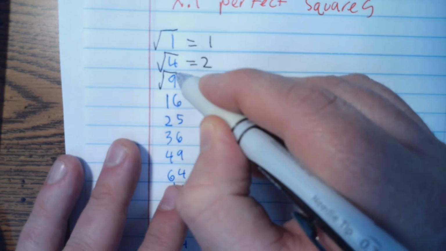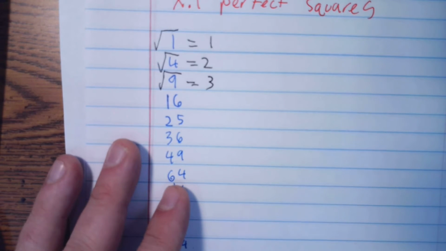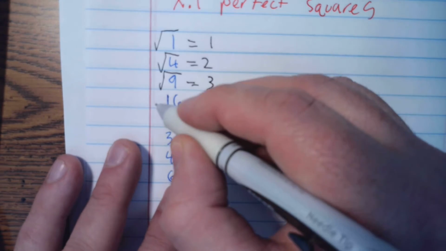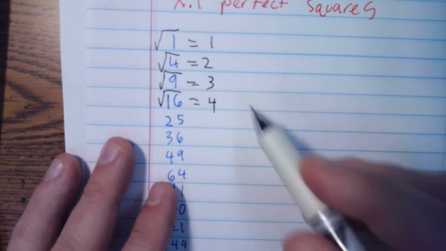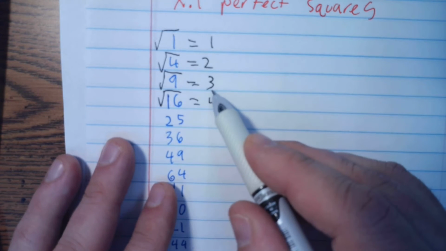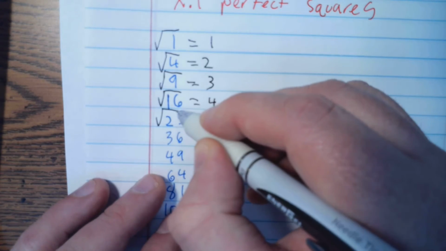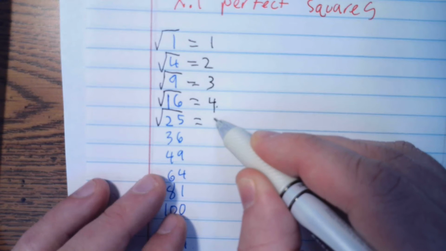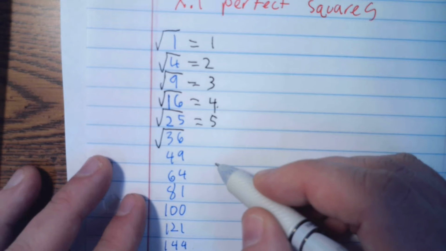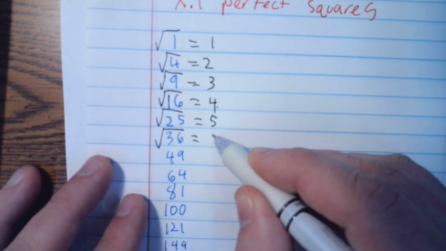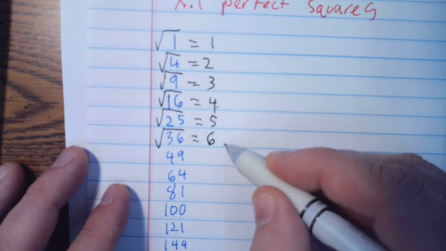What's the square root of 9? You should start seeing a pattern here. What's the square root of 16? 4 times 4 is 16. 3 times 3 is 9. Okay. What's this one? What's this one? Okay. Hopefully you're seeing a pattern. Because I just went in order, didn't I?